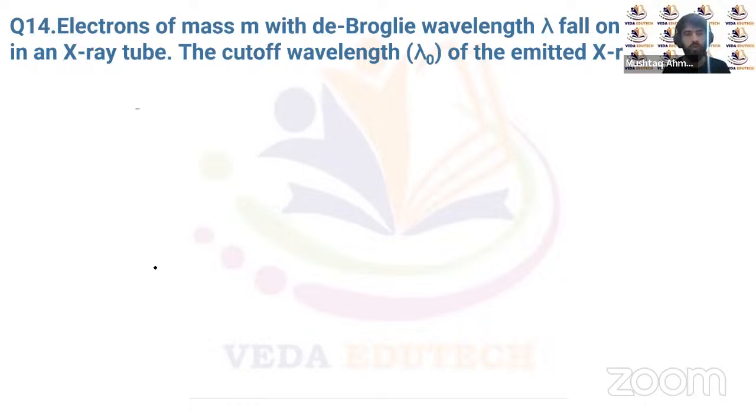So let's move on to question number 14. Electrons of mass m with de Broglie wavelength lambda fall on the target in an X-ray tube. The cutoff wavelength lambda naught of the emitted X-ray is, right? So we have to find the cutoff wavelength.